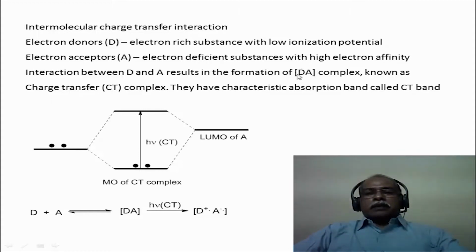This is a pi complex kind of a system is what we are referring to often, and this is essentially known as the charge transfer complex. They have characteristic absorption band called the CT band. Now if you take the highest occupied molecular orbital of the donor, which is this particular filled molecular orbital, so it is highest occupied molecular orbital of the donor. The lowest unoccupied molecular orbital of the acceptor, which is shown here, which is an empty molecular orbital.